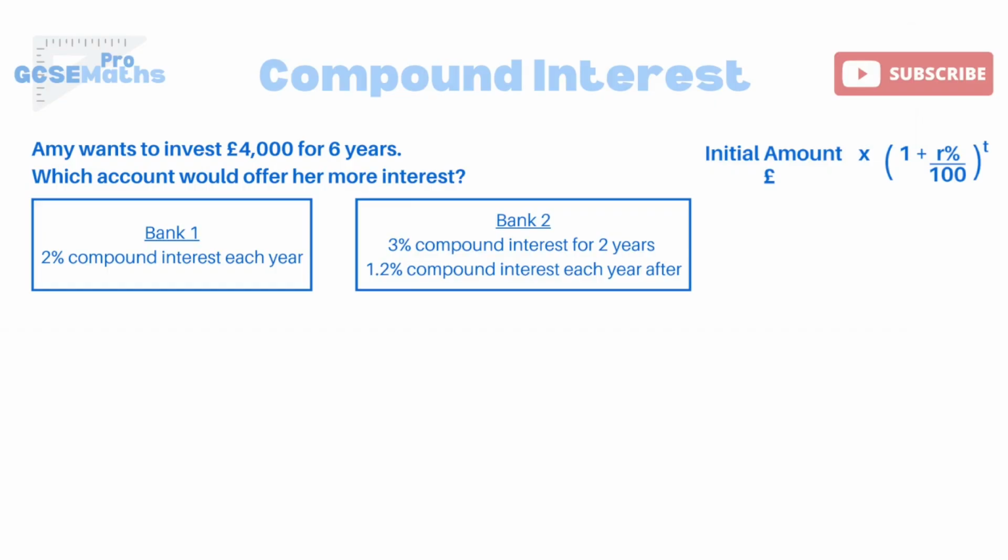Okay, obviously a really obvious one for paper 2. Paper 3 is compound interest. You do actually have the formula for this on your formula sheet, so you can use that. I've just written it in my own format. So Amy wants to invest 4,000 for 6 years. Which account would offer her more interest?